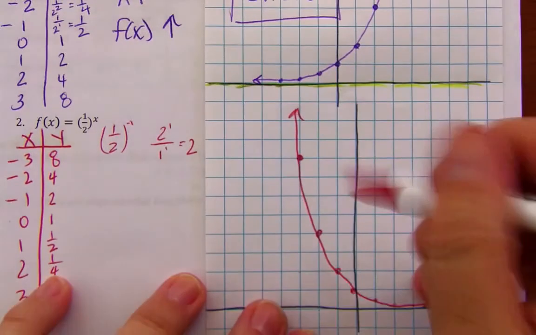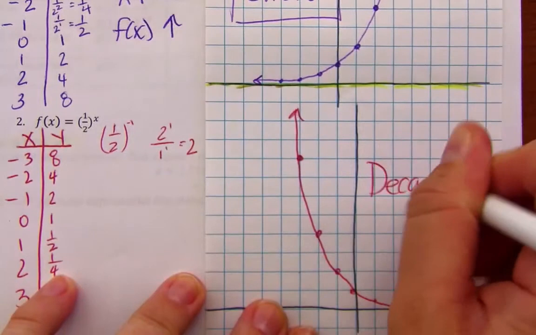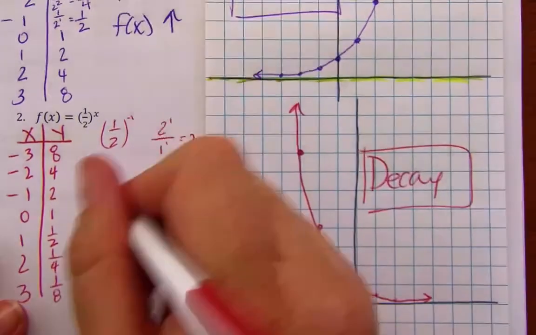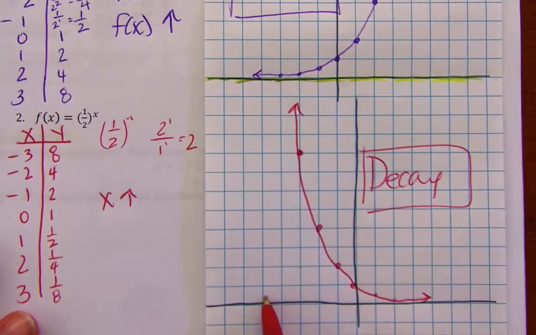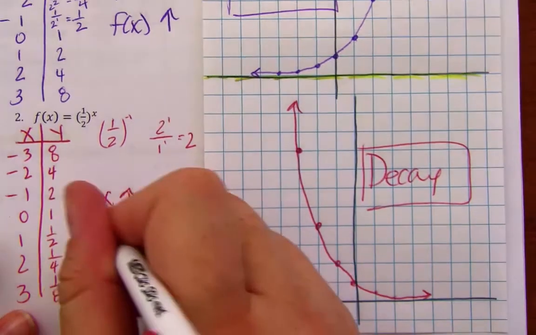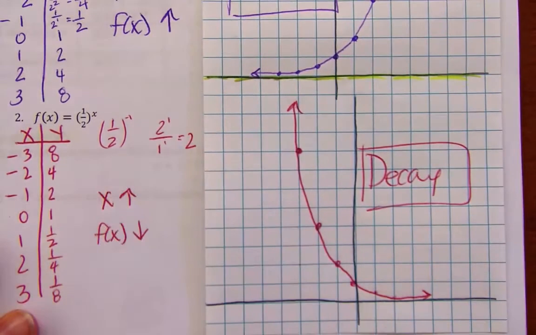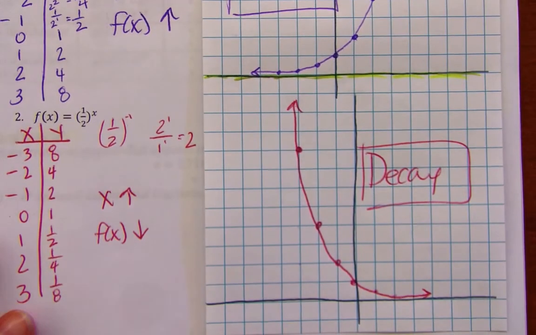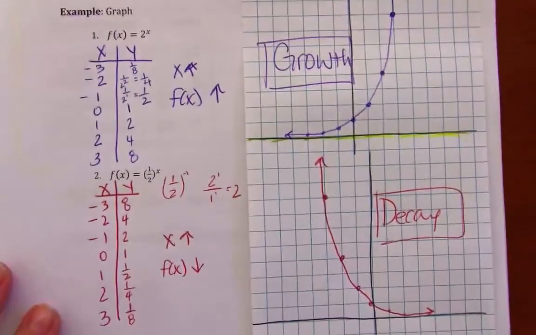And this is a decay. So as x is increasing, or as we move from left to right, our x is increasing, our function is decreasing. So that's just kind of an introduction to these graphs, and we can kind of see the difference here.